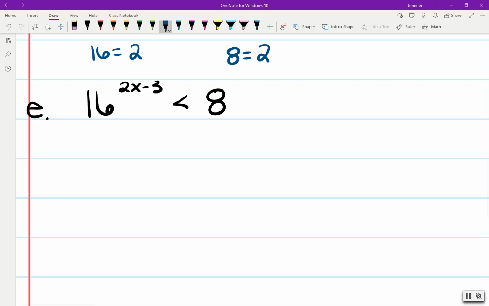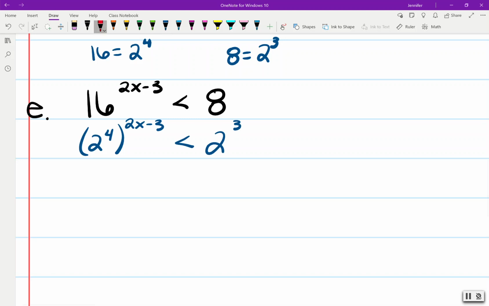So I know that 16 is, let me think in my head. Okay, 2 times 2 is 4, times 2 is 8, times 2 is 16. So that was 4 2's. And then 8 is 2 cubed. So it won't always be the case that one will break into the other base. Sometimes we might have to come up with a number that they can both break into, so they both can break into 2's. So let's substitute that in. 2 to the 4th, and 2 to the 3rd.